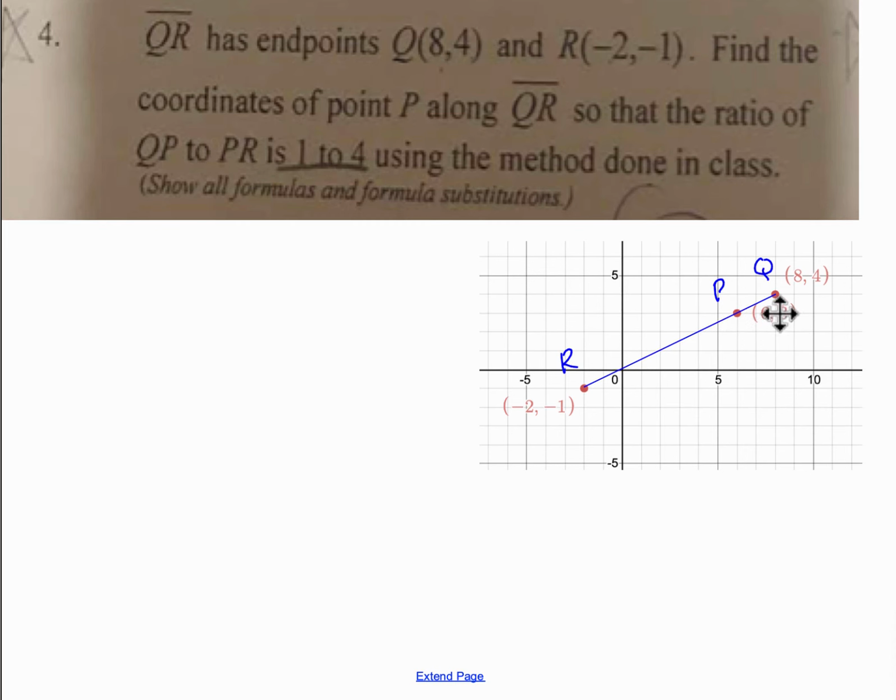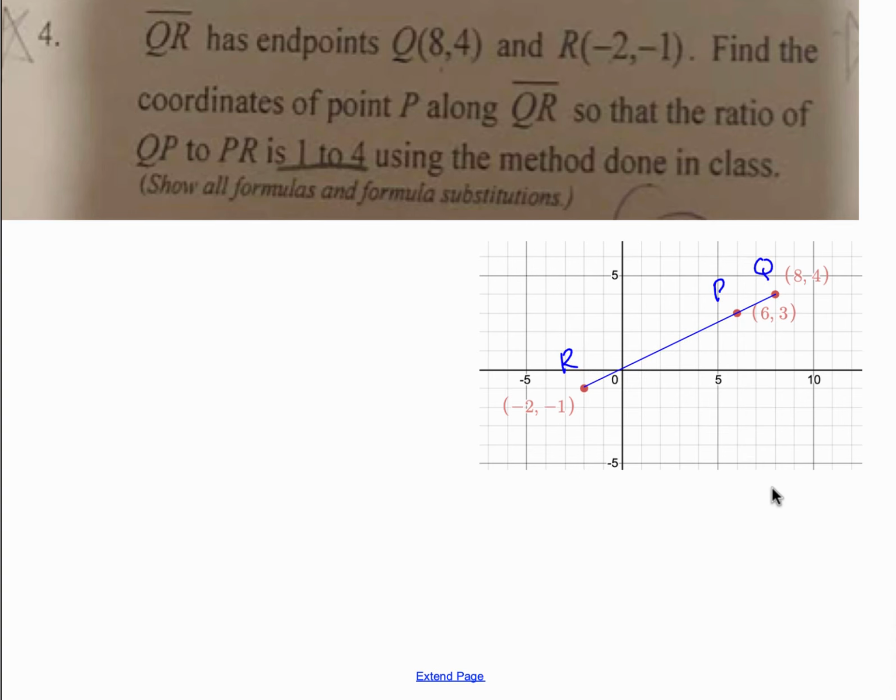And you can visualize how the ratio of QP to PR would be, or it looks like it would be anyway, 1 to 4. Could have measured it, but I think you get the idea. So we have 1 unit, and 4 of these could fit in here to make a ratio of 1 to 4 of QP to PR.